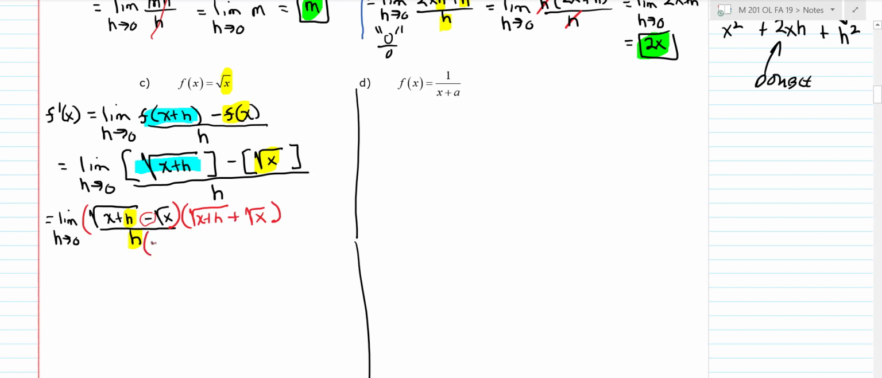And then something is going to work out. Something magical is going to happen. Okay. So that's how that thing gets set up, like this. Now, we've got to go through the FOIL on this a little bit.